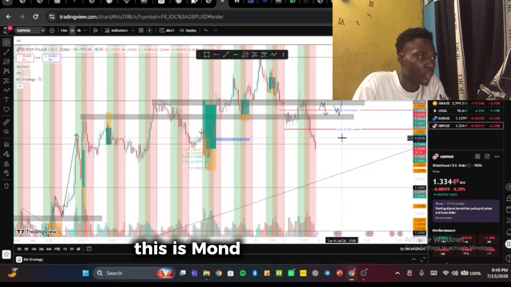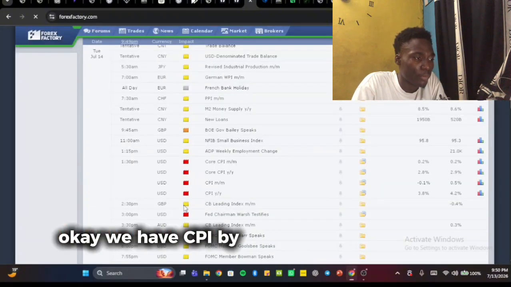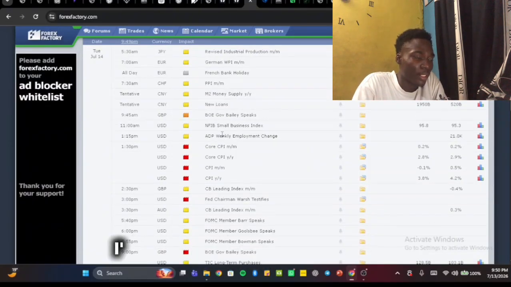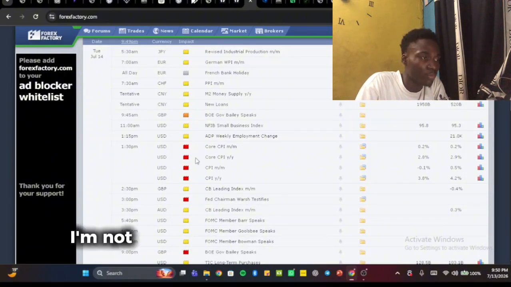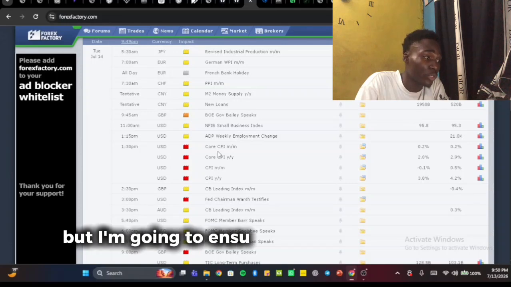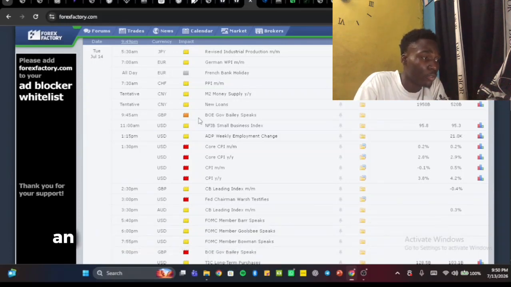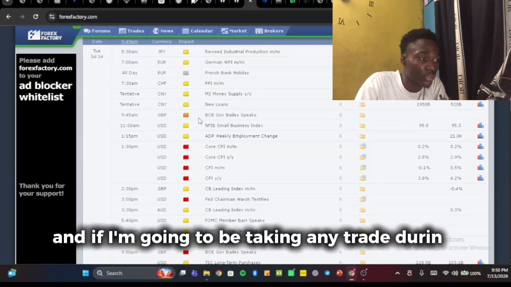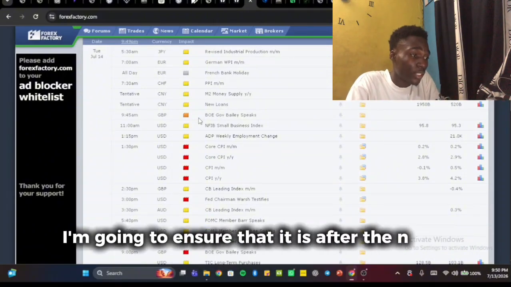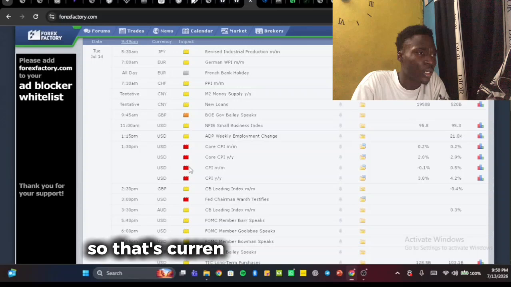This is Monday and Tuesday. Okay, we have CPI by 1:30. So I'm going to be trading after the news. If I see a trade during London session, I'm going to take it, but I'm going to ensure I'm out of the trade before 12. And if I'm going to be taking any trade during New York session, I'm going to ensure that it is after the news has happened. So that's currently what I'm looking at.